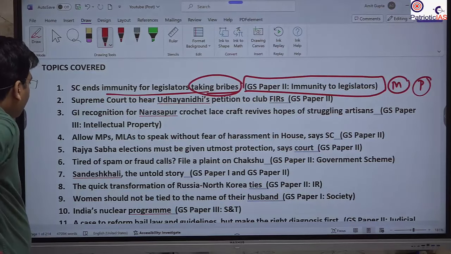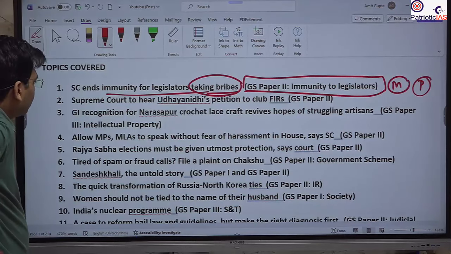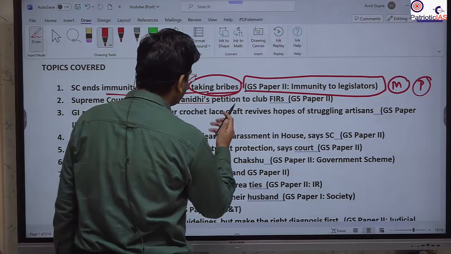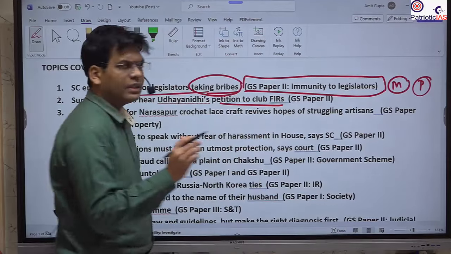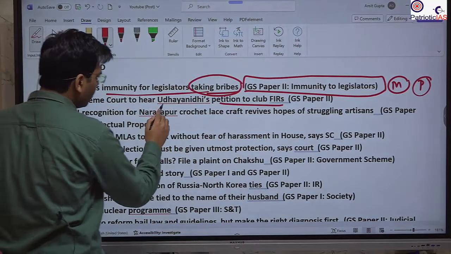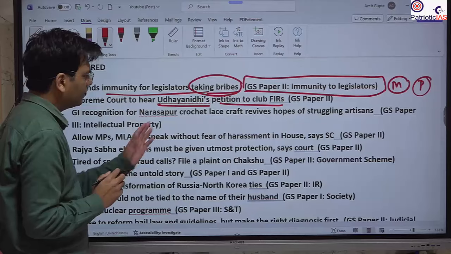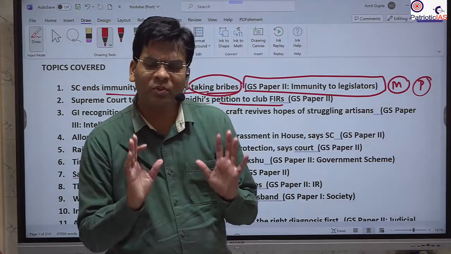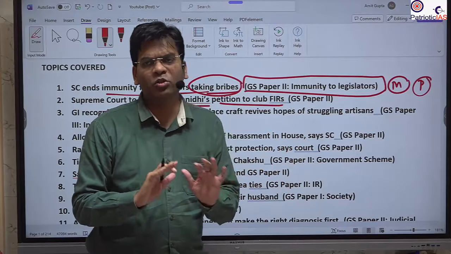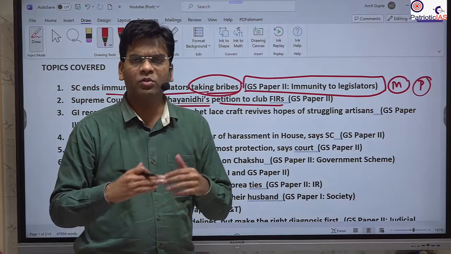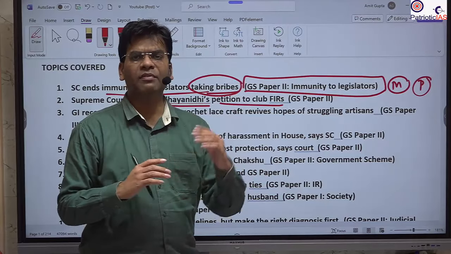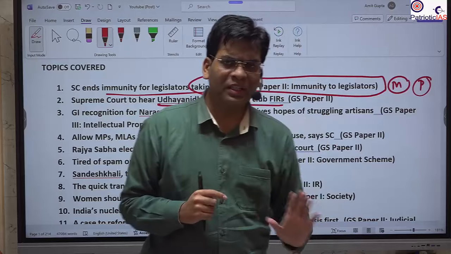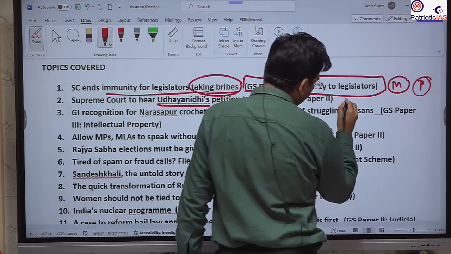Okay. After that, we will study that the Supreme Court will hear Udhayanidhi's petition to club the FIRs. There was a case of a defamatory statement made by Udhayanidhi Stalin, the son of the Chief Minister of Tamil Nadu. Here we will know what the jurisdiction is: whenever there is any crime and you have to file an FIR, where you need to go. This will get clarity. So very important for the prelims.